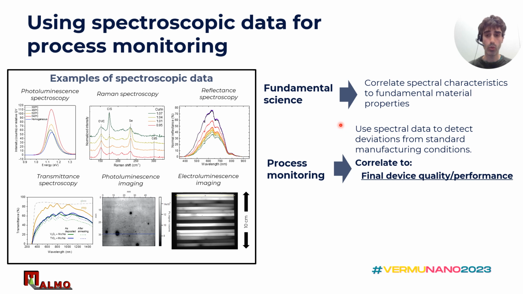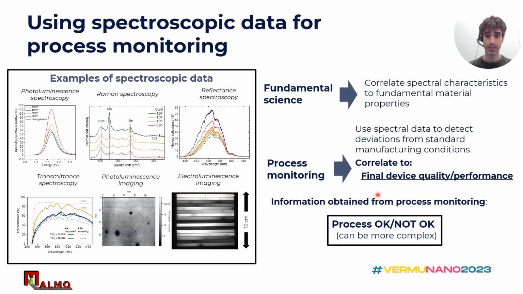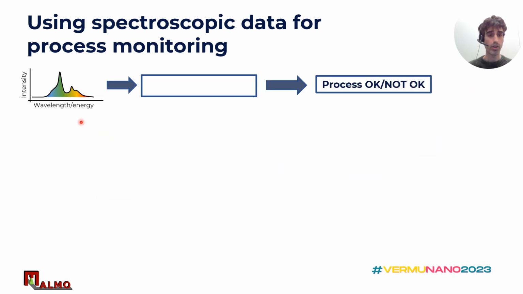However, in process monitoring, we don't care about the fundamental properties of the materials. What we need to do is to use the spectral data to detect deviations from the standard manufacturing conditions in a production process. This means that we need to correlate the spectroscopic data to the quality or the performance of the final device that we are fabricating. So the information obtained for process monitoring should be basically if the process is okay or not okay, although it can be more complex than this. So, okay, we have the spectroscopic data and we have the information that we need to get, if the process is okay or not okay. But what do we need to get this information?